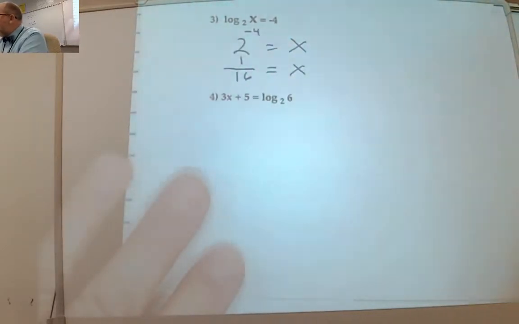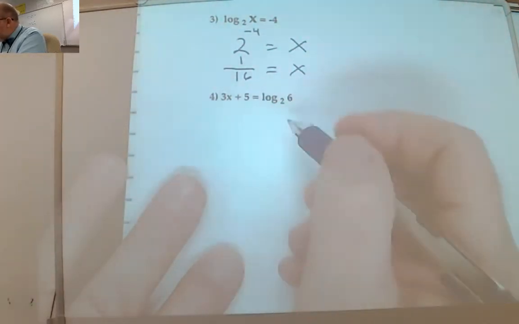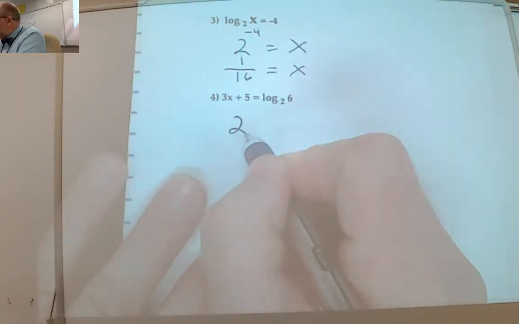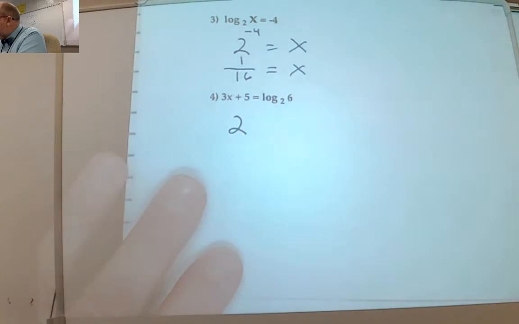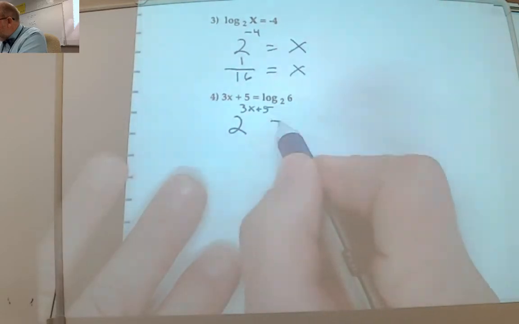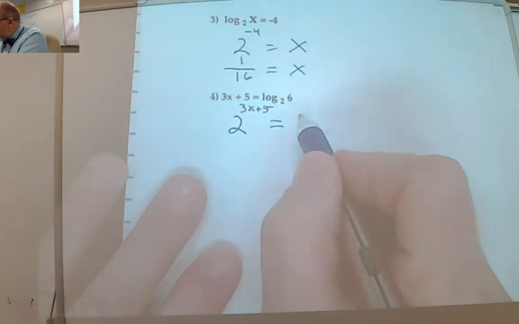You want to pass on this one? I'll give it to Emily. Because you don't know what's on the next page unless you looked. Okay. Give you a hint. The base is what? 2, right? What's the exponent? 3x plus 5. What's it equal to? 6.